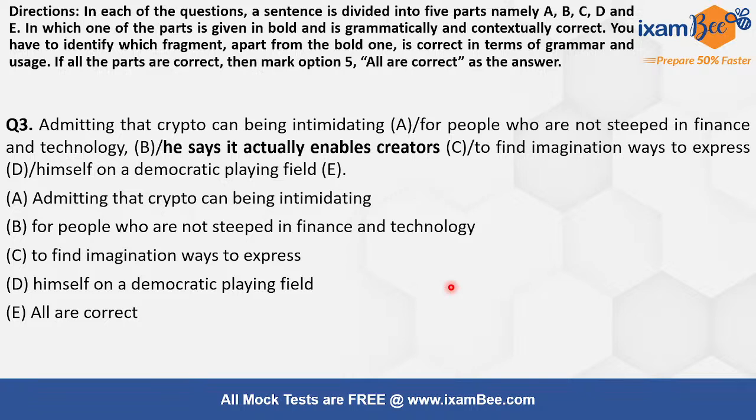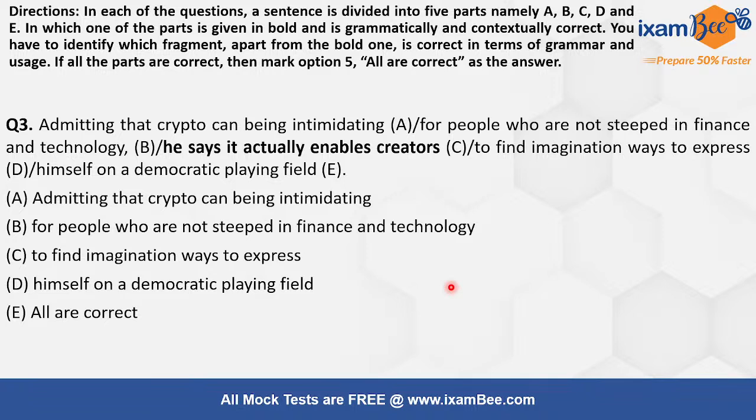So again, I hope you know this, that you have to understand that the highlighted part doesn't necessarily have to be the first part, right? The highlighted part always needs to be correct, and it may be any of the five parts. Not necessarily the first part. So here the third part has been highlighted and it is grammatically correct. Now we will see the other four parts, right?